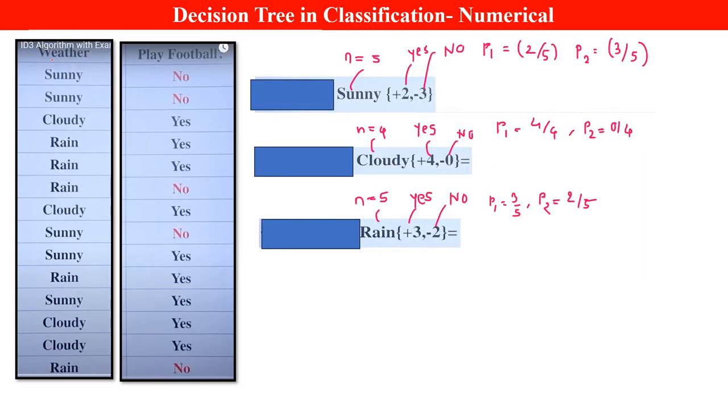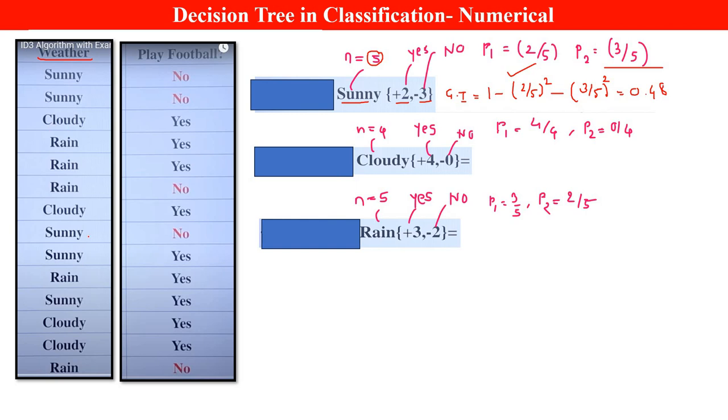Now let us take all the features as a column. In weather we have sunny, cloudy and rain. We will first consider sunny. Count how many sunnies there are and how many yes and no's are in front of this sunny. Sunny is coming 5 times: 2 yes, so probability of yes is 2/5, and 3 no's, so probability of no is 3/5. The Gini index comes out to be 1 minus (2/5)² minus (3/5)², which is 0.48.